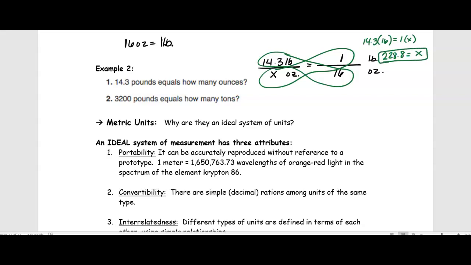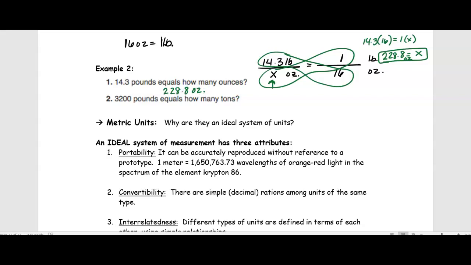So there are 228.8, and if you're not sure on the units, look at where your X is. So go back to your proportion. Your X is right here. You put the units there next to it. So if you forget, you can always go back to your X and find out, okay, well, that's ounces. So 228.8 ounces, and that's the answer for number 1, 228.8 ounces.